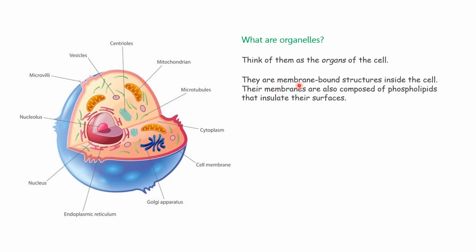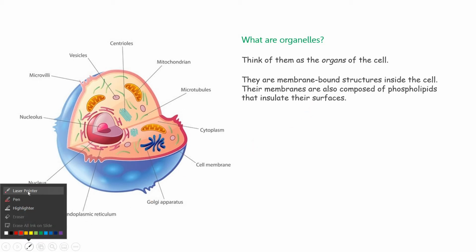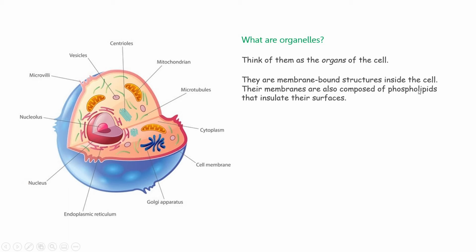What do you mean by membrane-bound structure? Say in this illustration of a cell, the nucleus is enclosed in a membrane called the nuclear membrane. The mitochondrion, in some references, is enclosed in a double membrane. Meron siyang inner and meron siyang outer membrane. For an organelle to become an organelle, one of the first considerations is that they must be enclosed in membranes.